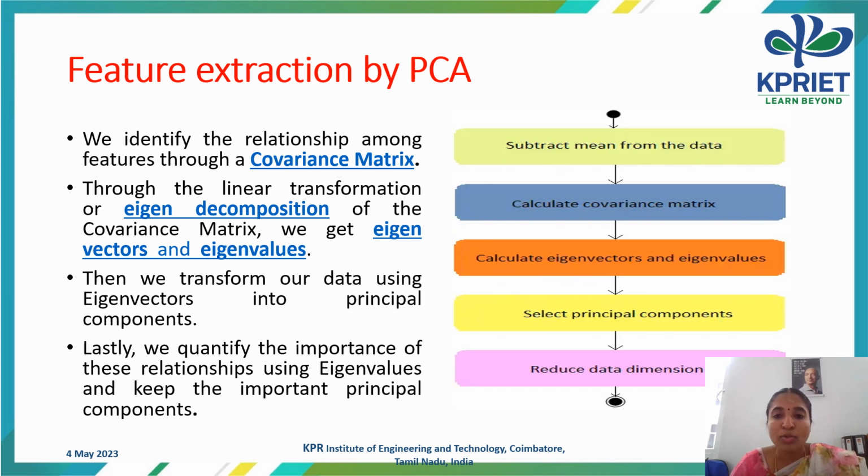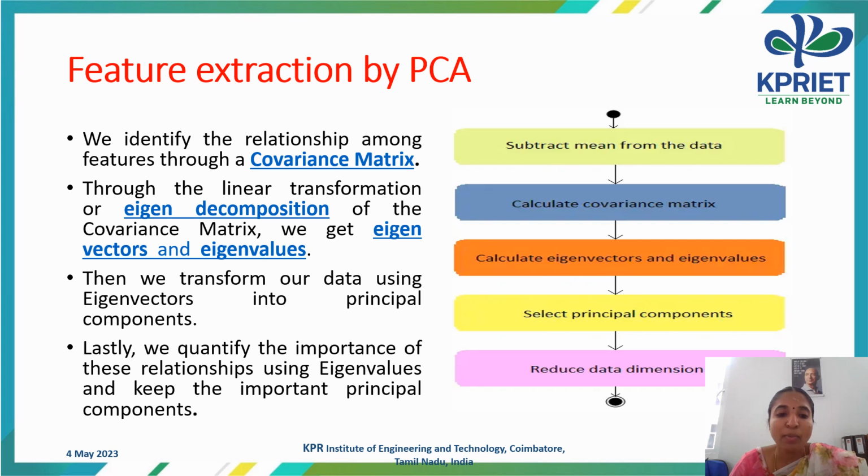The first step is to subtract the mean from the data and calculate the covariance matrix, calculate the eigenvectors and eigenvalues, select the principal components and reduce the data dimension. These are the steps we have to follow one by one. Then after that, for dimensionality reduction, we transform our data using the eigenvectors into principal components.